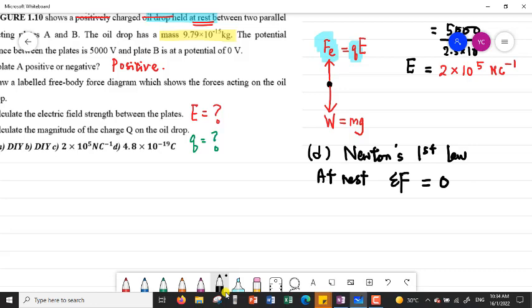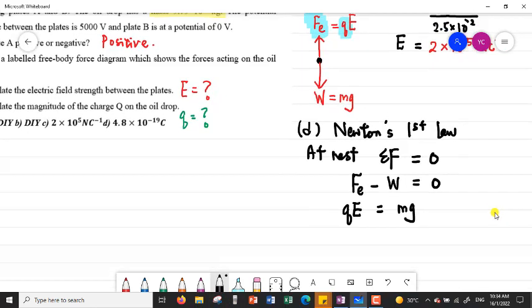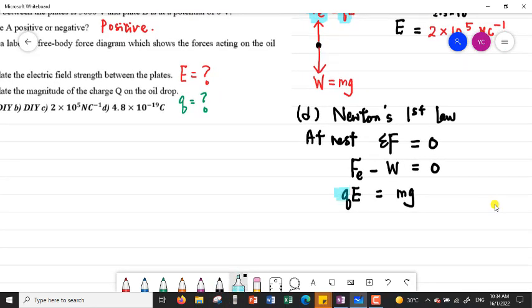Refer to the free body diagram that we already sketched in question B. We have electric force upward and weight downward. So we have Fe minus the weight equal to 0. The electric force is QE. Then I rearrange: the weight, I bring it to the right side. Weight is equal to mg. So I'm going to have QE equal to mg. Then we can determine the value of Q because the value of E was already calculated in the previous question.